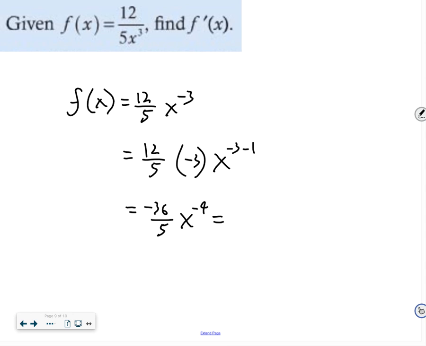Again, if I want to rewrite this with the x in the denominator, I can do negative 36 over 5x to the 4th. And again, this is f prime of x. Okay, that concludes our notes tonight on differentiation of polynomials. Highlight any questions you might have and bring them to class.